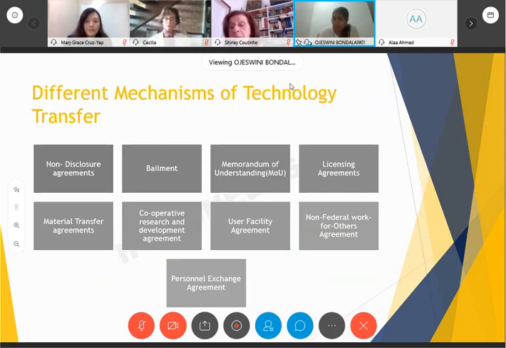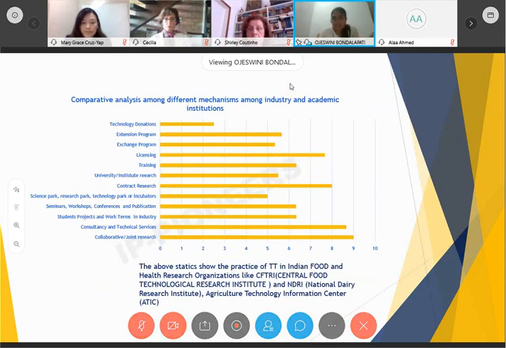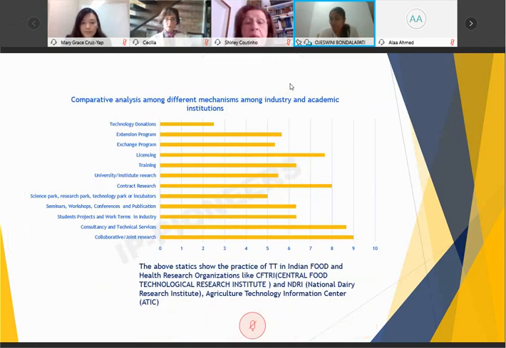And a personnel exchange agreement depends upon exchanging research people from the academic or research institute to the private sector, or private people can come and work in the academic research institute. So it is one-to-one.